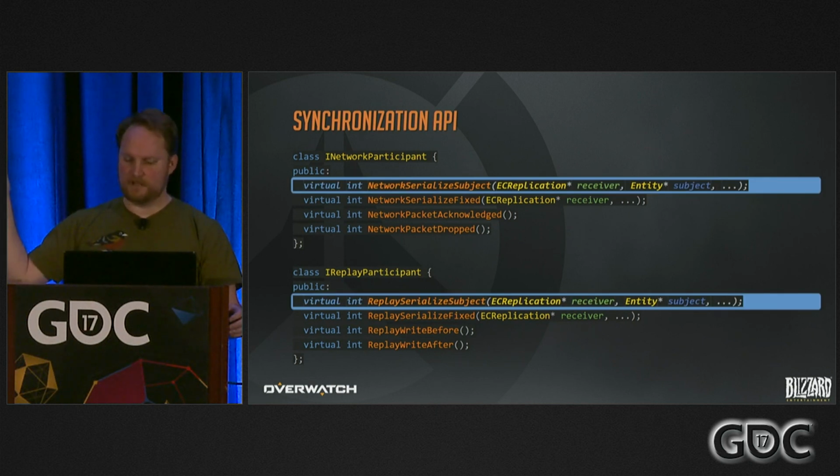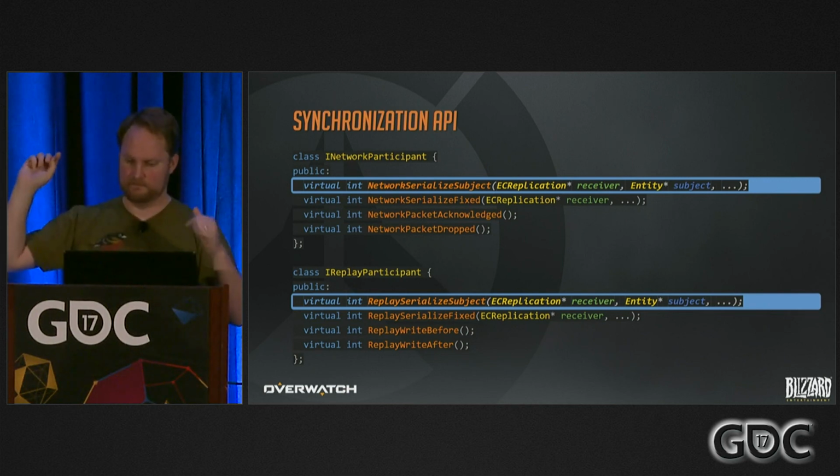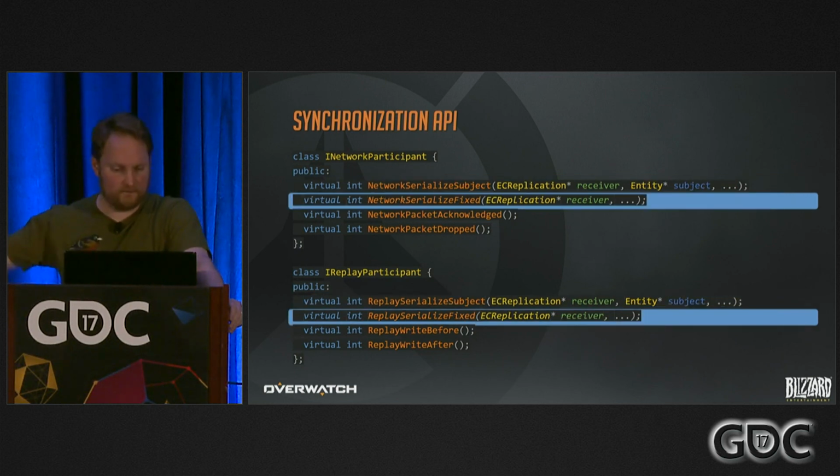These per subject calls are called once per relevant subject for each receiver. So basically, you can imagine going over the entire dirty set and calling this once for each. If all participants indicate that they have no further data to serialize for a subject, it's safe to remove that entity from the receiver's dirty set. These fixed calls provide participants an opportunity to synchronize things that may not be associated with a particular entity. On the network side of the house, this covers things like out-of-band control messages and handshaking and that sort of thing.